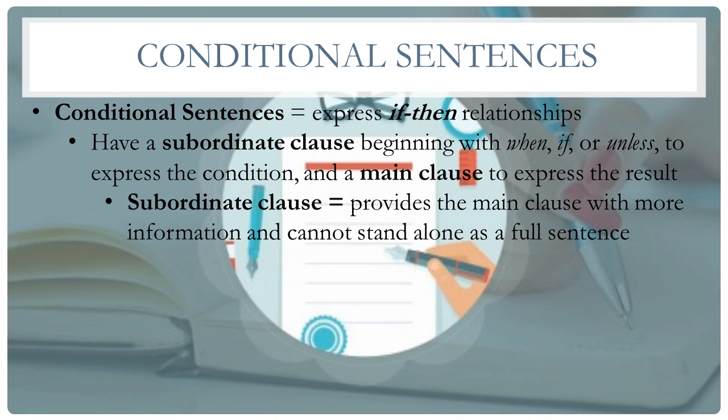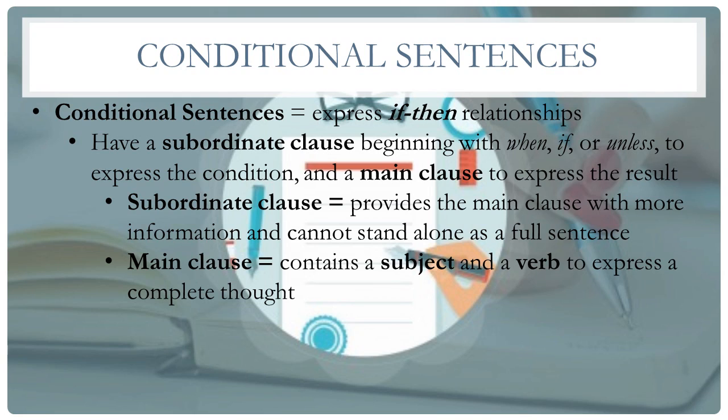So first, what is a subordinate clause? A subordinate clause provides the main clause with more information, but cannot stand alone as a full sentence. A main clause, on the other hand, contains a subject and a verb, and expresses a complete thought, so it can stand alone as its own complete sentence.